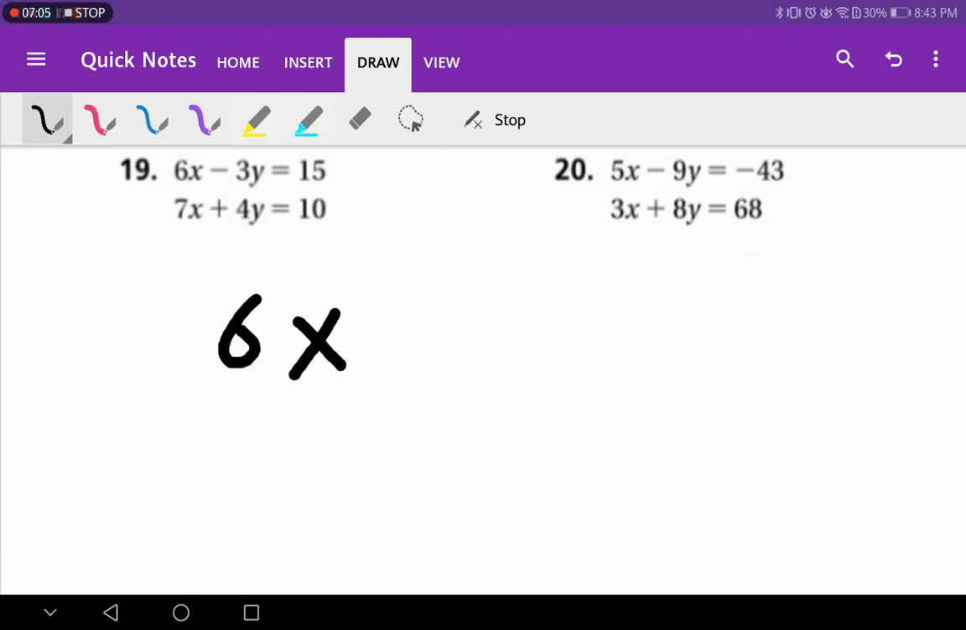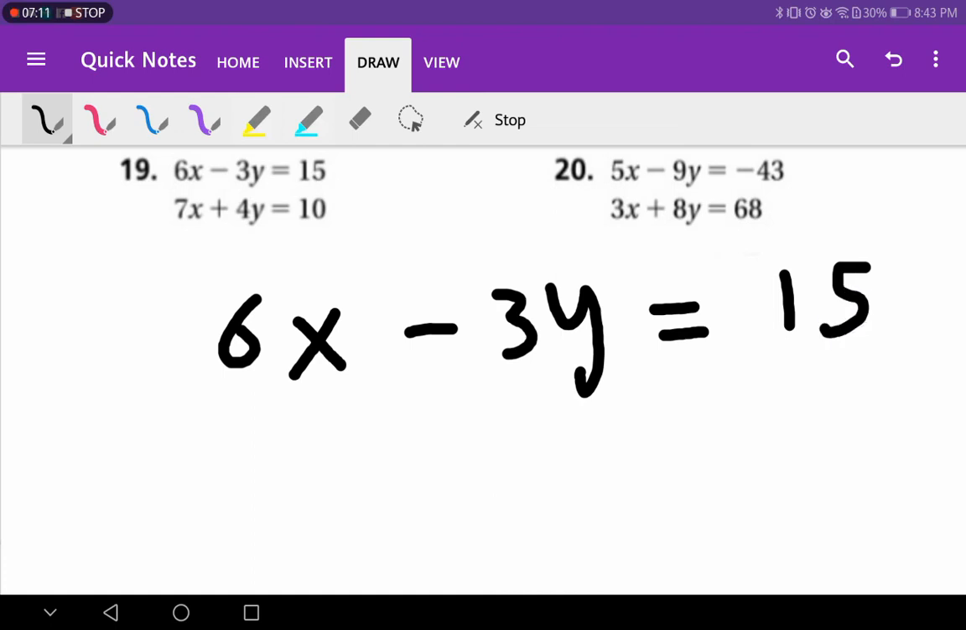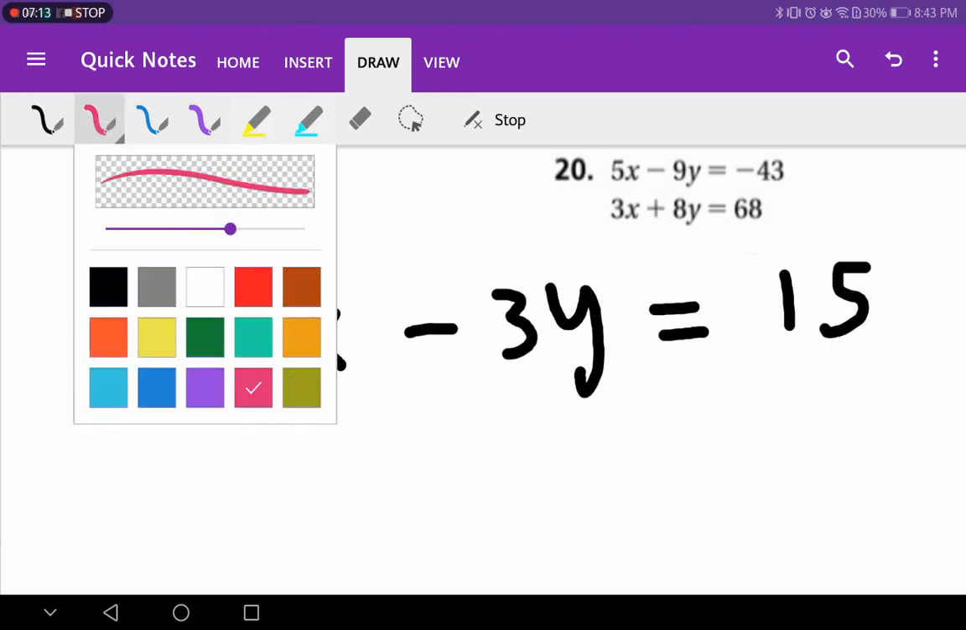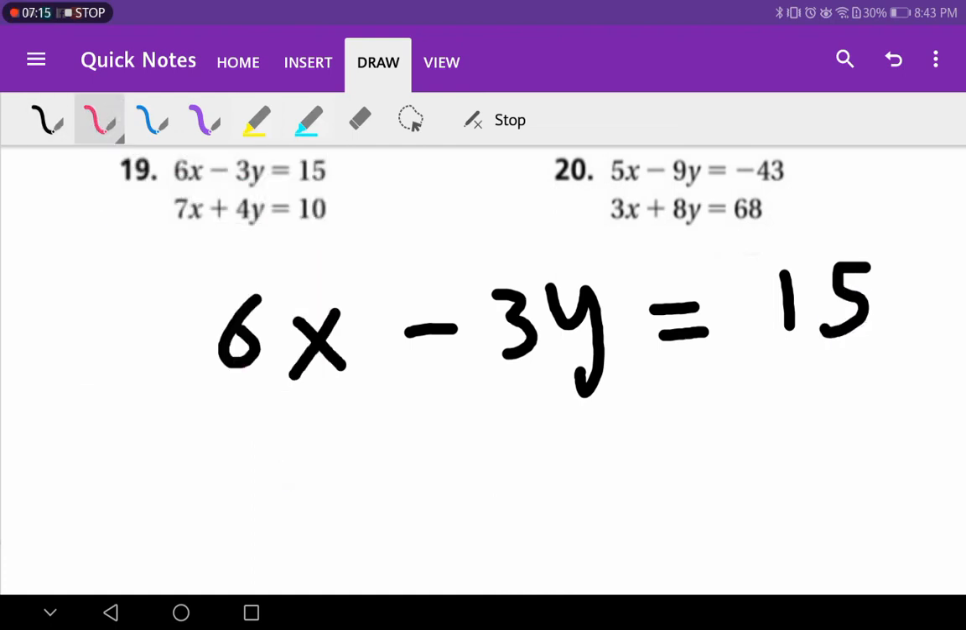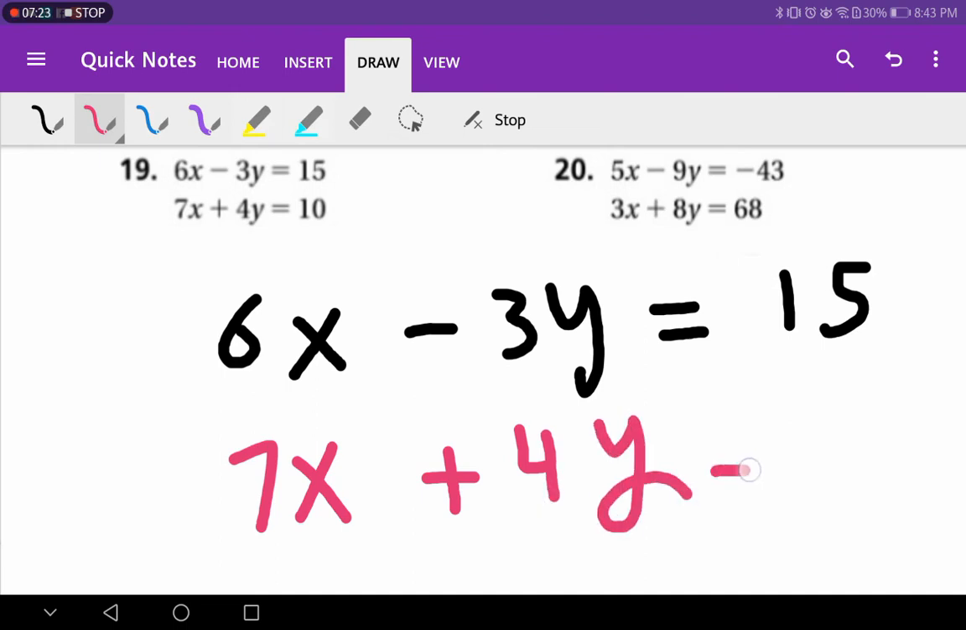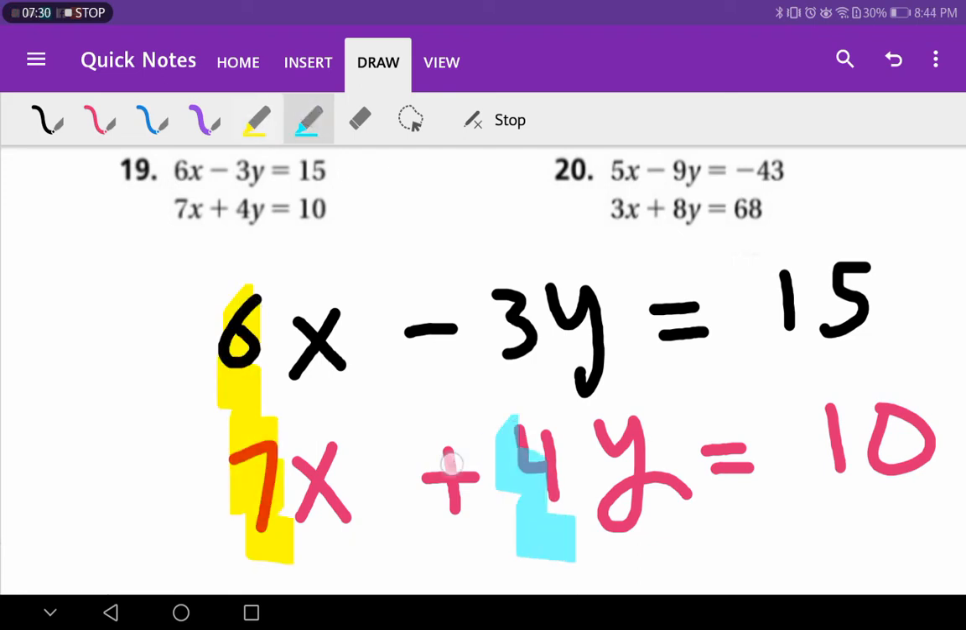6x minus 3y equals 15. And the second equation is 7x plus 4y equals 10. As you see, the coefficients are different, so I have a problem.